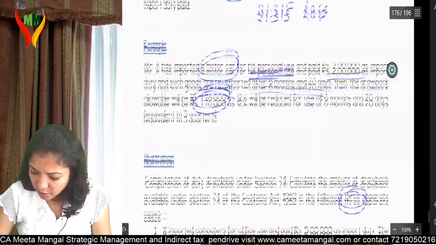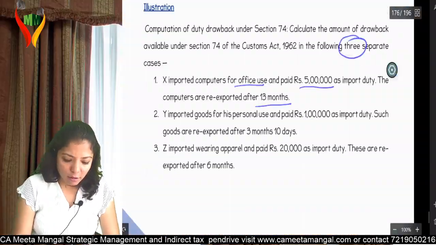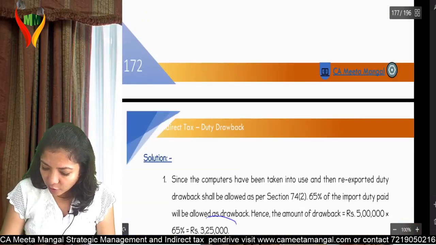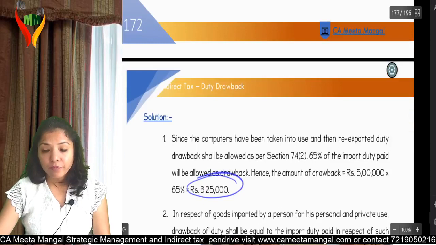So in this case, how much you have paid? 5 lakhs. So 5 lakh at 65% comes to 3,25,000. I hope you're with me. Am I clear? Can I go ahead?